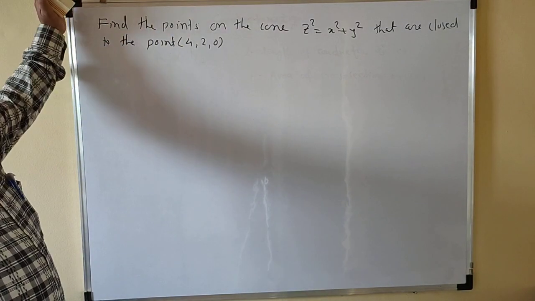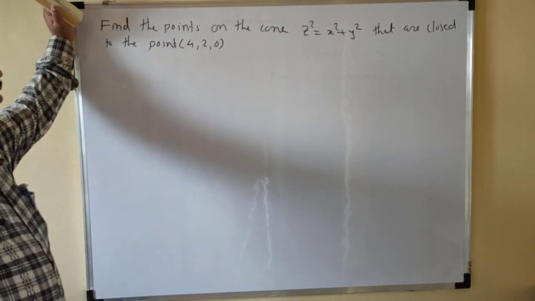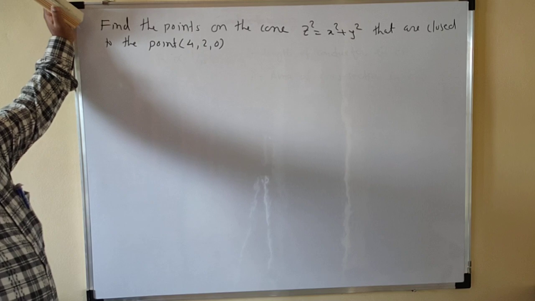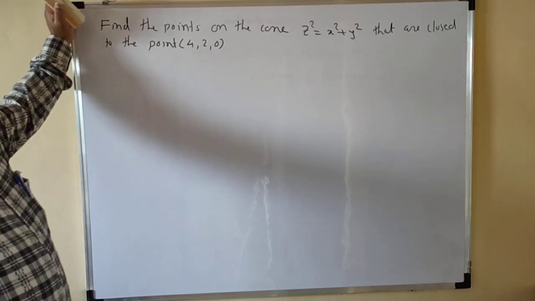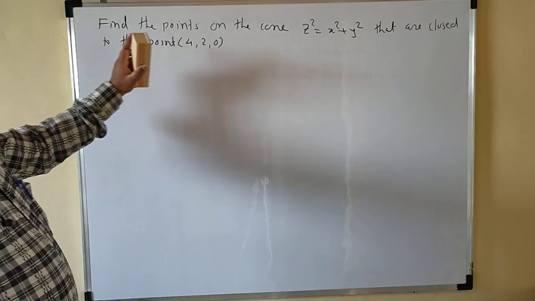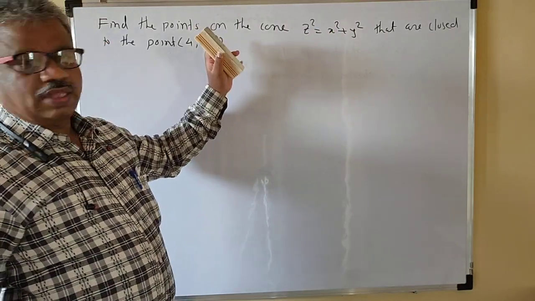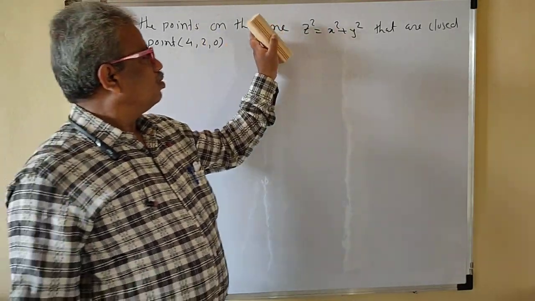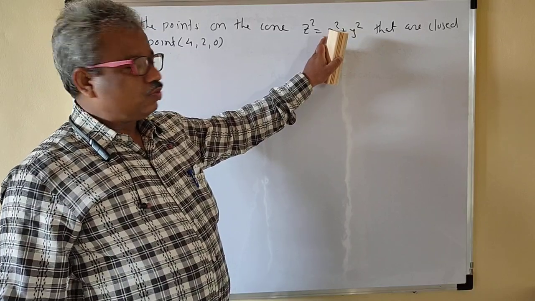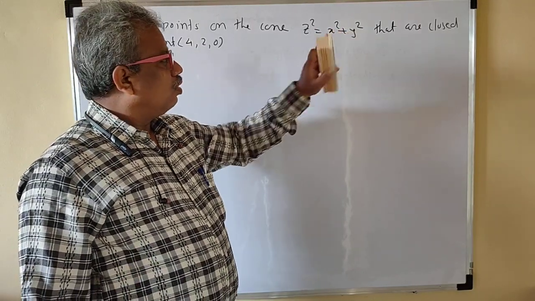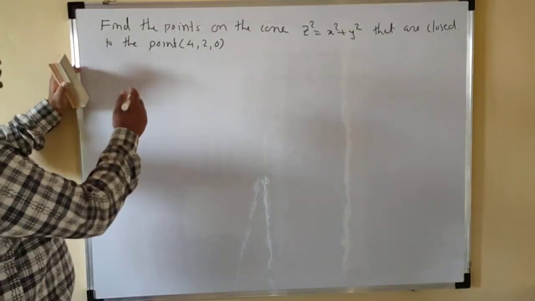Find the points on the cone z square is equal to x square plus y square that are closest to the point (4, 2, 0). That means we have to find the points, there may be 2, 3, 4 points. So on this cone, this is a three-dimensional cone, a three-dimensional equation. Okay, so what will we do?